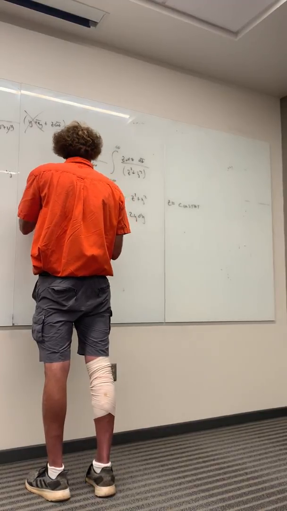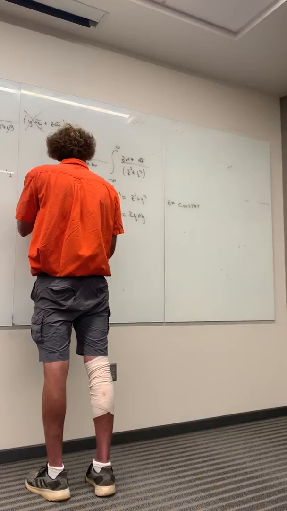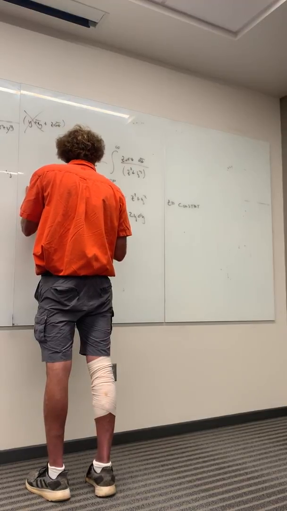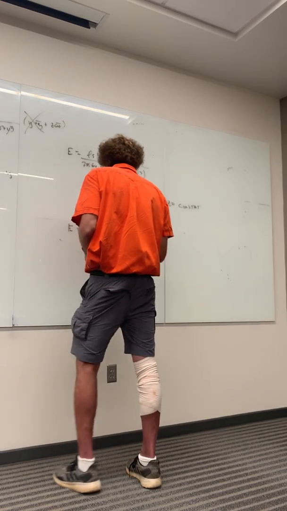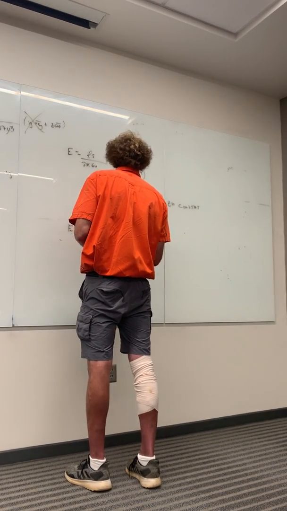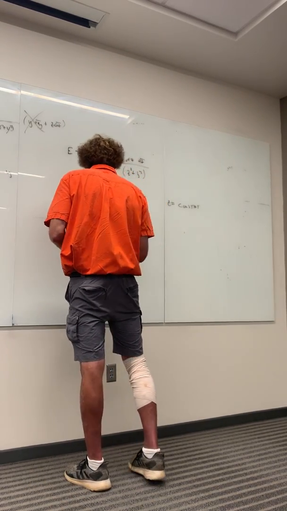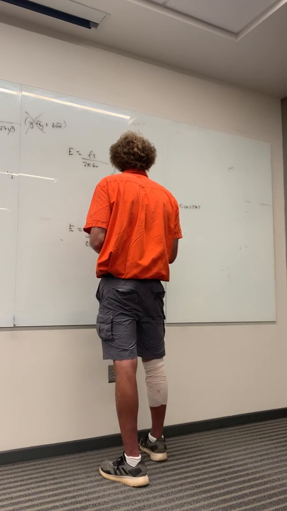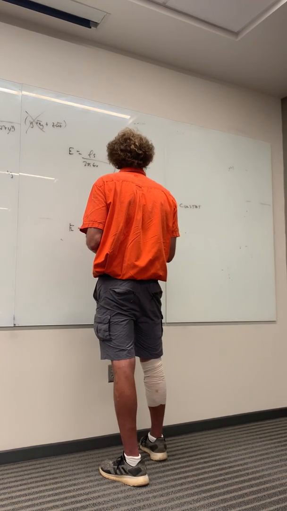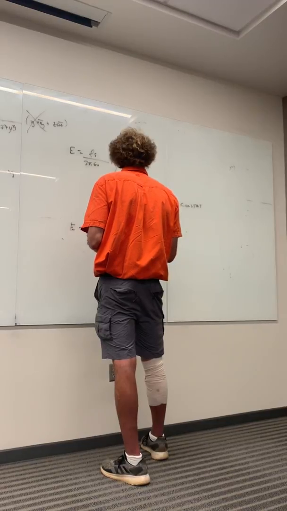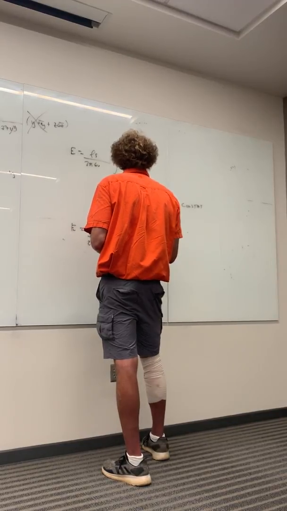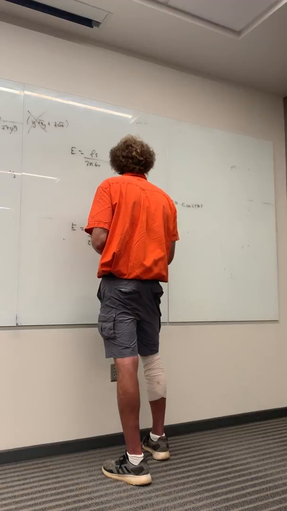z is a constant. I can say that the E field is equal to rho s over 2 pi epsilon naught, and then I have the z can come out in front, and I have really it's going to be just 1 over u squared.